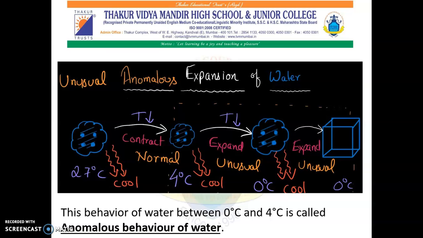In general, when a liquid is heated up to a certain temperature, it expands, and when cooled down, then it contracts. However, water shows a special and exceptional behavior, which is called anomalous behavior of water. Let us understand this behavior. Over here you can see, suppose this is the water at 27 degrees Celsius.